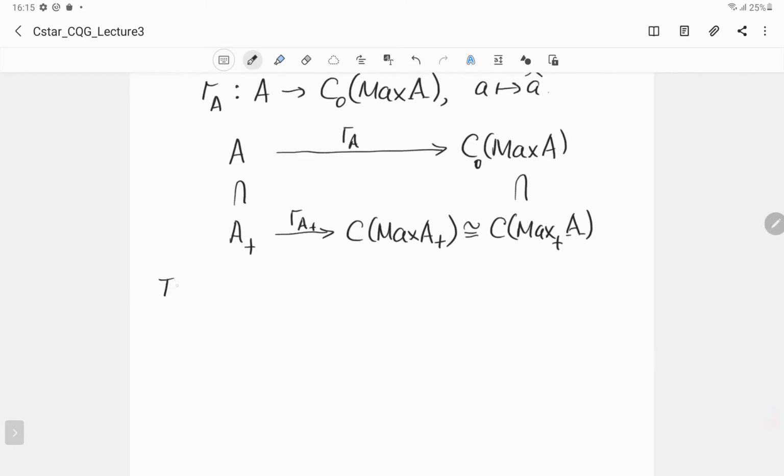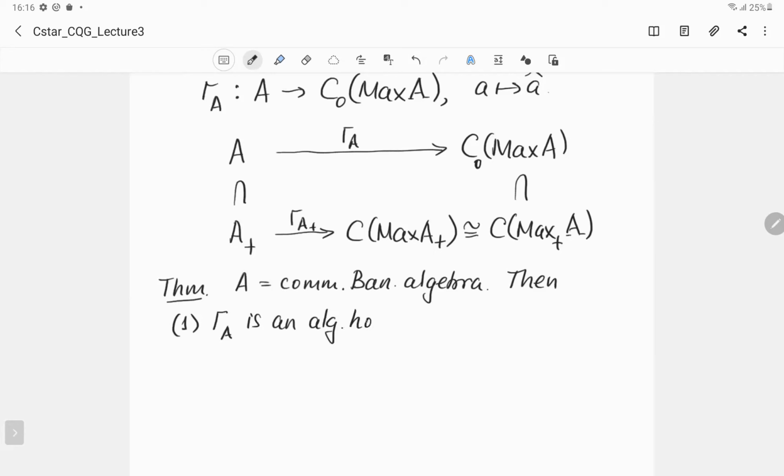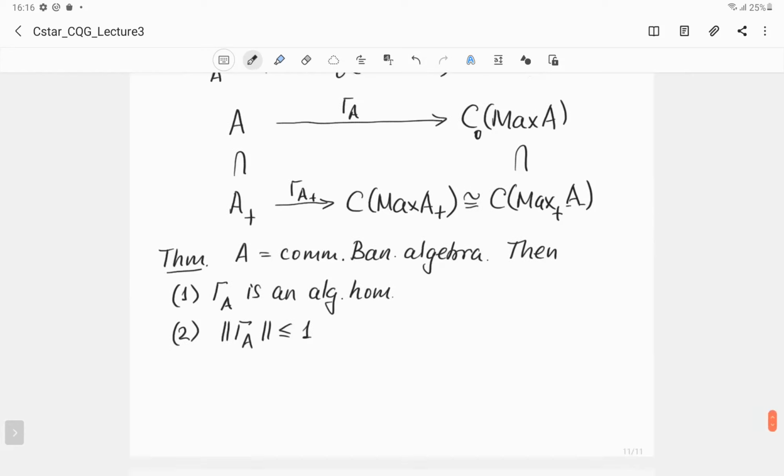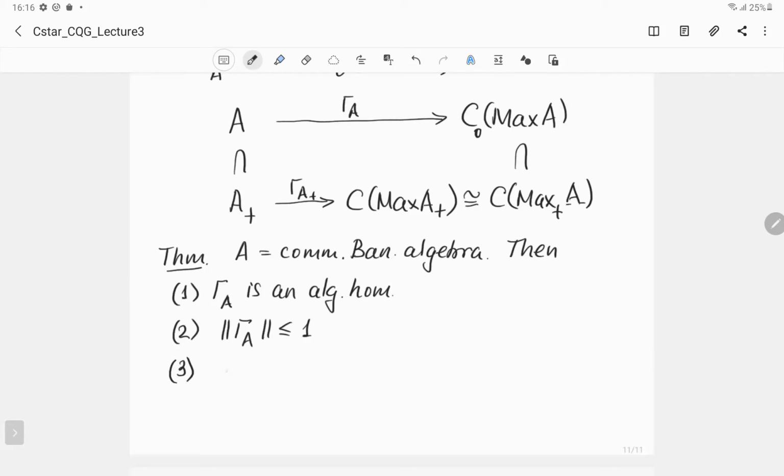So we have the following theorem. Suppose that A is a commutative Banach algebra. Then, first of all, the Gelfand transform of A is an algebra homomorphism. Second, it is continuous, and the norm of gamma is less than or equal to 1. So let's recall that in the unital case, it is exactly 1, but in the non-unital case, it can be strictly smaller than 1. Property 3, the norm of the Gelfand transform of any element, supremum norm, equals the spectral radius. So this is exactly as in the unital case.